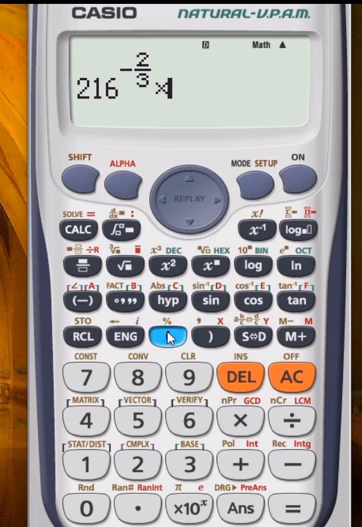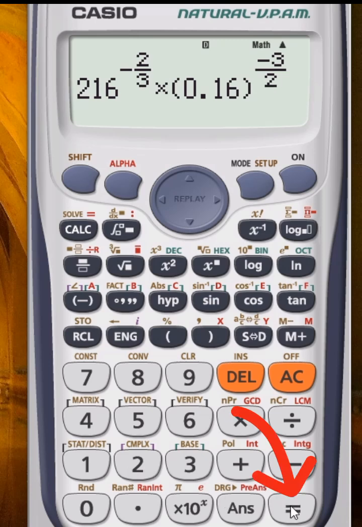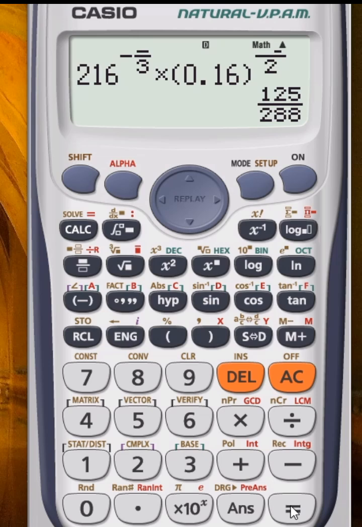Times 0.16. The 0.16 is in a bracket. 0.16 power negative 3 out of 2. I will have to press the fraction sign first, then input the numerator, which is negative 3, down to 2. I know these combinations are very simple, and I know you are also enjoying the video. So we are done inputting our expression. What we have to do is press our equal to sign for the calculator to simplify it for us. So our answer is 125 out of 288.